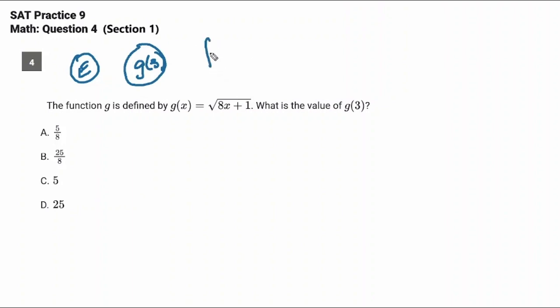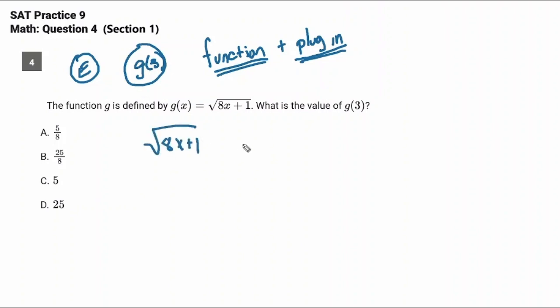And what's the SAT concept here? It's a function. If you think about it for a second, this is also a plug-in. It's just that ETS is telling you got to plug in 3. So a function is ETS asking you, can you follow directions? Great, then you can do a function. Write down the function and follow the directions. It's telling you to plug in 3 every time you see an x.